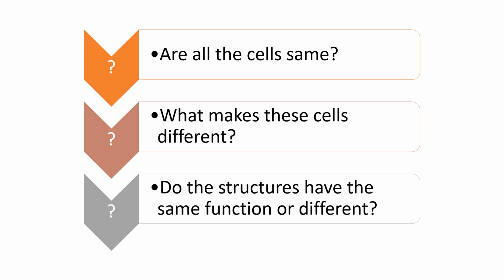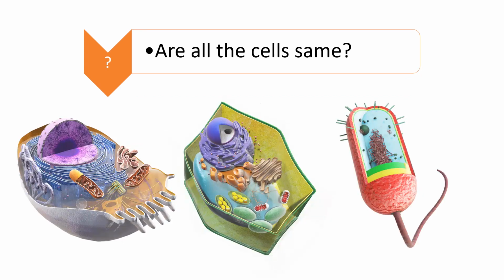these questions today. Can you notice on these images, the first one is an animal cell, the second one is a plant cell, and the third one is a bacterial cell. These are different from each other, not just in their structure, but within the cell, the organelles, the things present inside the cell are different.